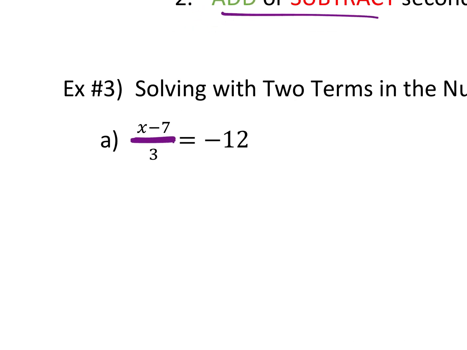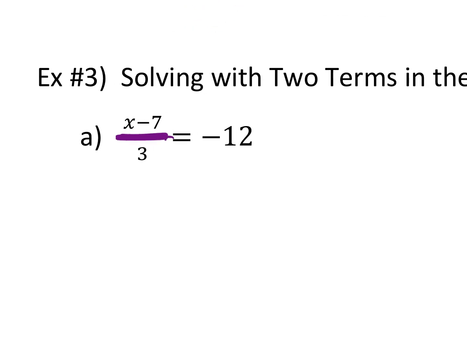So if you have 2 terms up in your numerator, a big division bar, a 3 below, equal to negative 12, your first step is get that 3 out of there. How do we do it? Multiply by 3. So I'm going to multiply by 3 here. That gets me 1. And then multiply by 3 here. So x minus 7 equals negative 36.